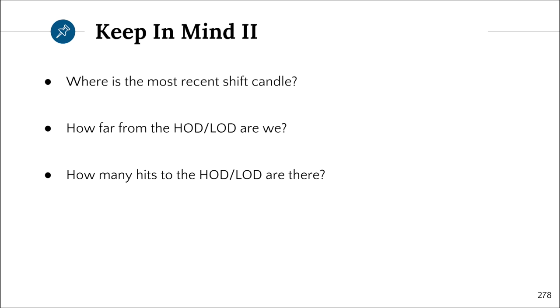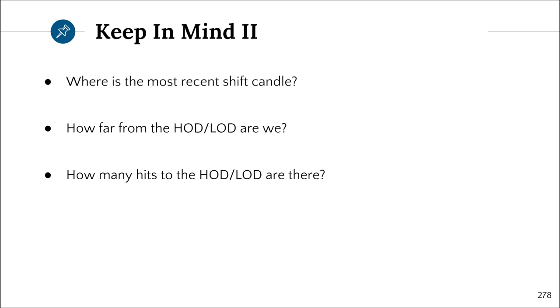You want to also keep in mind, where is the most recent shift candle? If you're going long, you want to make sure you're either trading an upshift candle or that the most recent shift, the most recent 813 EMA cross, is an upshift. Vice versa, if you're trying to sell, you want to make sure you're trading the downshift.